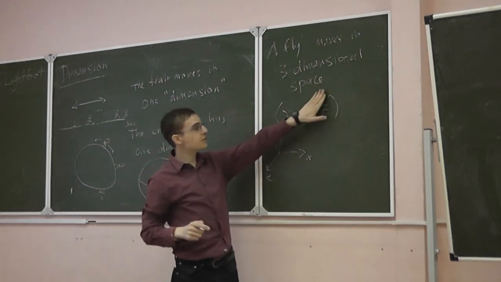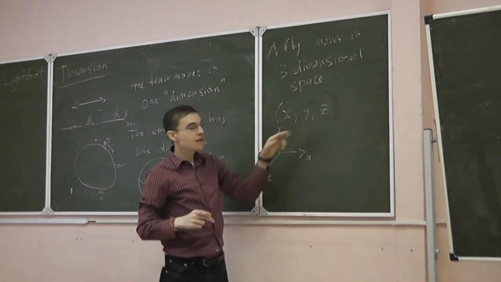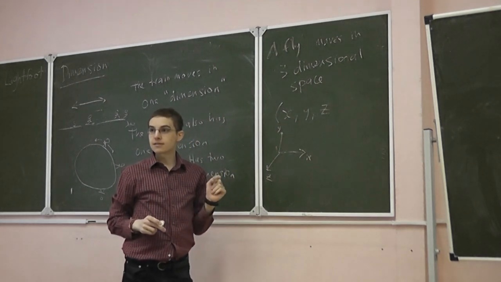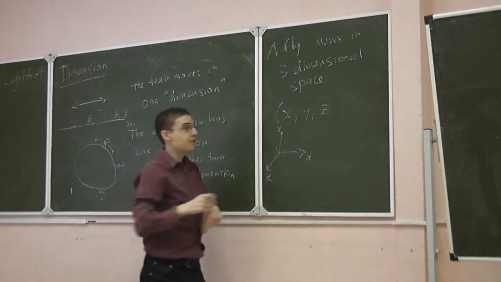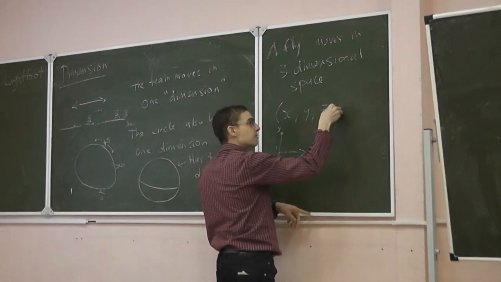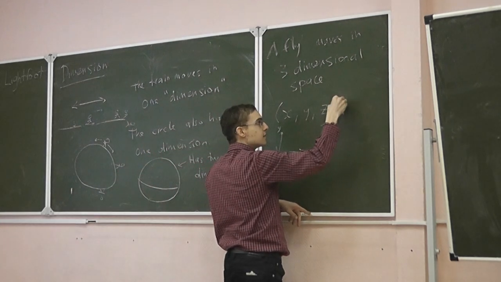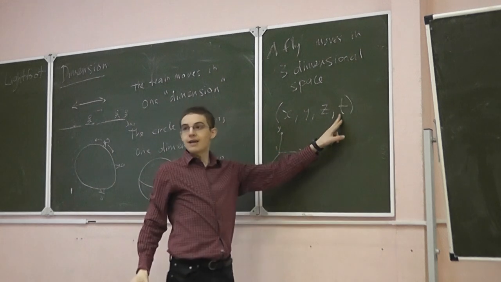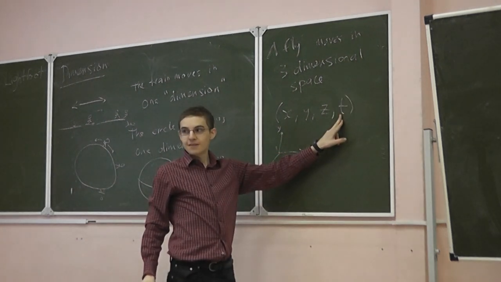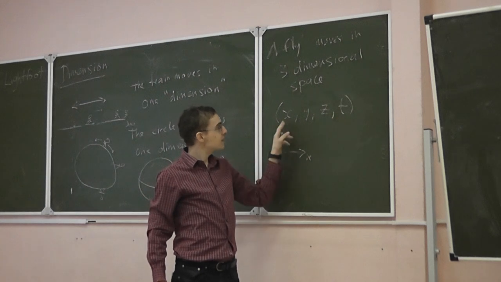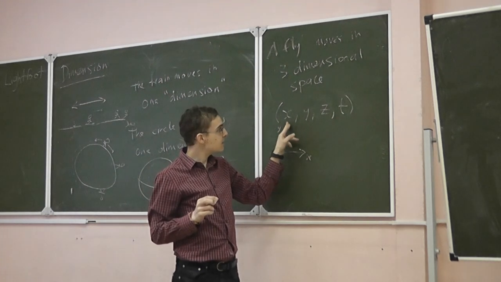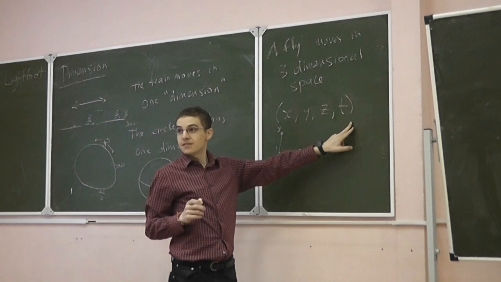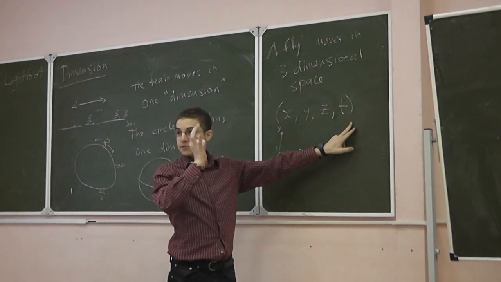But imagine we give it an extra coordinate. We say the fly also knows what the time is. Okay, it's got a wristwatch. So at each point in its journey, it's going to tell us what the time is. So now for each point on the fly, we have an x, y, z, and a t coordinate. So now the fly is moving in a four-dimensional space.